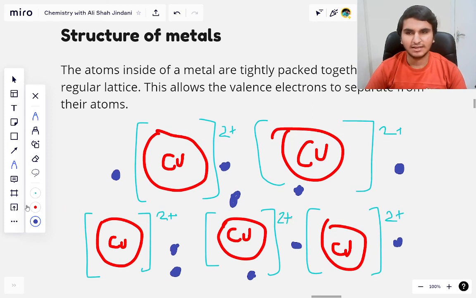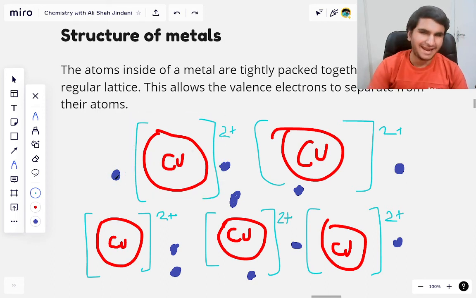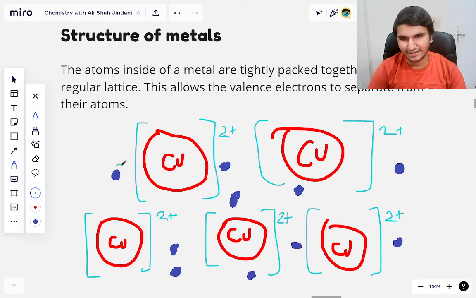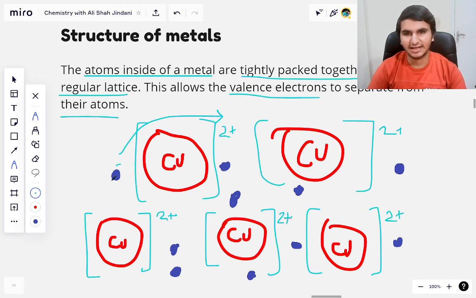So what is happening here, basically, is that these electrons are being freed up by the atoms, and the atom is becoming an ion. Because these electrons have a negative charge and these have a positive charge, they are attracted to each other, because different charges always attract. You can see that the atoms inside a metal are tightly packed together in a regular lattice, which is this kind of structure, and it allows the valence electrons to separate from their atoms. So they are getting out of the atoms, but they still remain part of the compound.